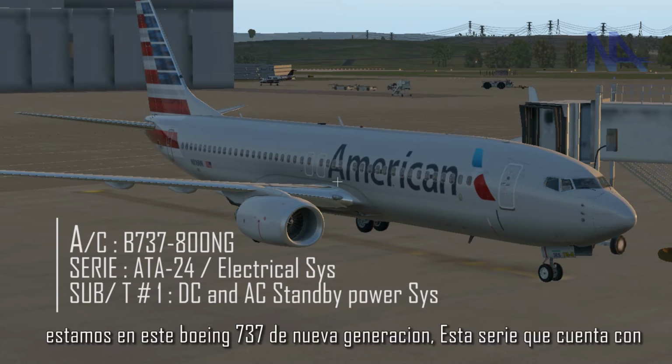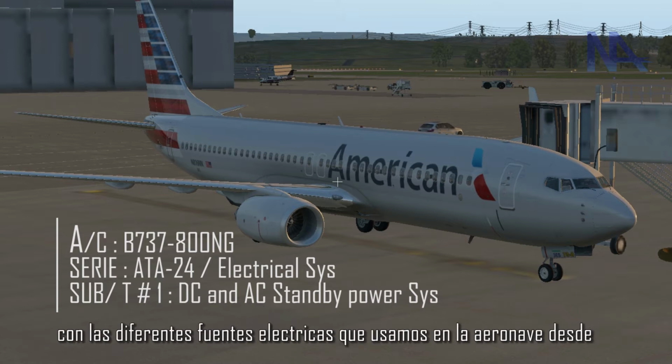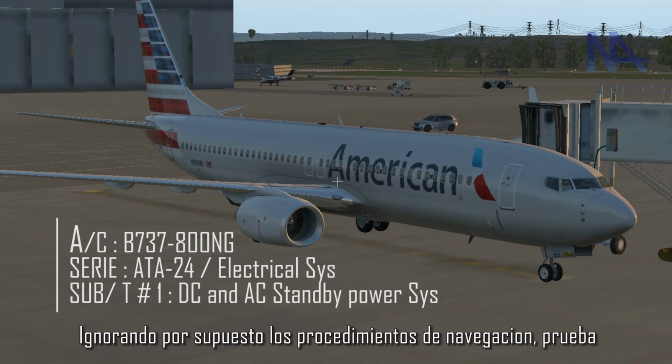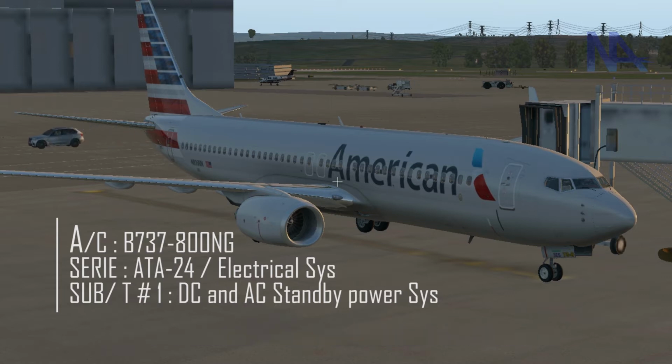We are on this Boeing 737 New Generation. This series, which comes with several videos, is going to teach us what is really happening in the electrical system with the different power sources we use on the aircraft, from the moment we turn on the electrical system until we run up the engines. Noting for sure the navigation procedures, tests and safety standard procedures of the aircraft.